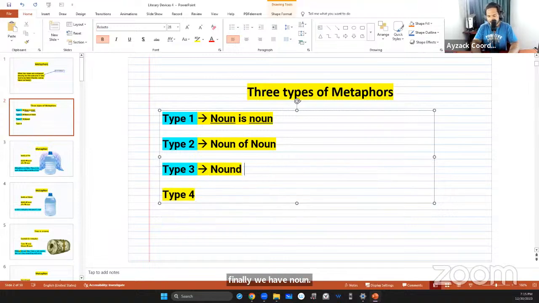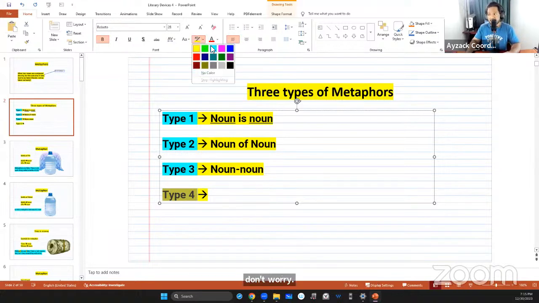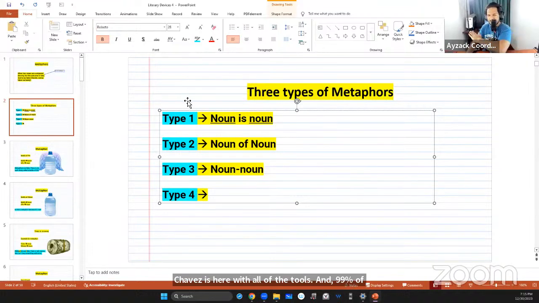We have noun dash noun, and we have a special kind of metaphor, right? And that is adjective noun. There's another kind of metaphor also. I'll give you guys examples, by the way, don't worry. Javed sir is here with all of the tools, and 99% of the tools is in my head. So I can give you guys a clean explanation of what metaphors are.